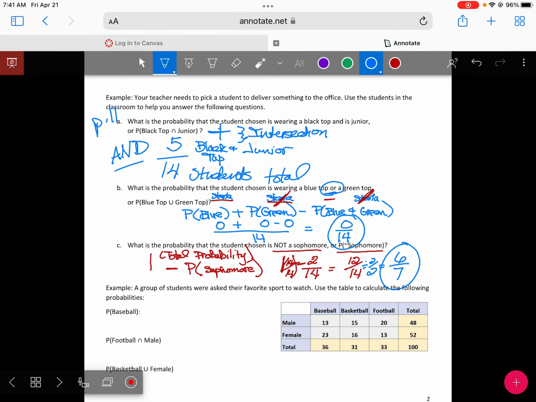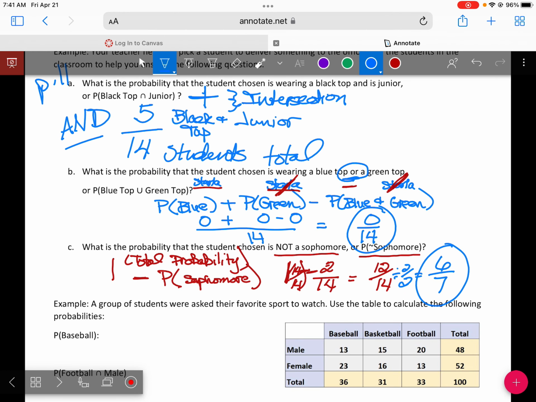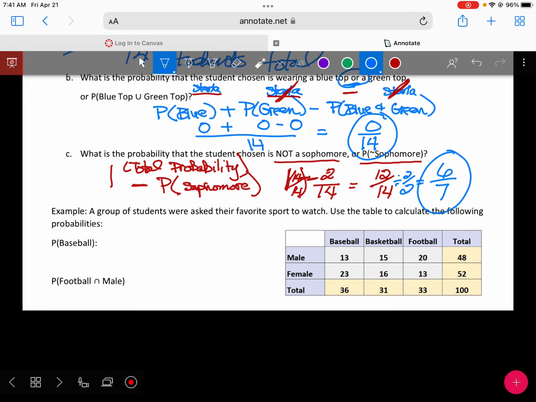Questions on those examples, A, B, and C? Those are really good ones to refer back to, okay?